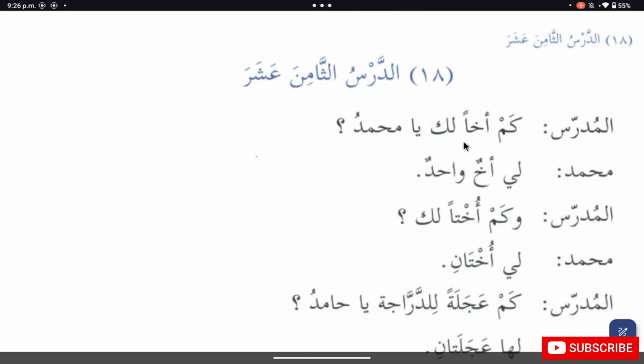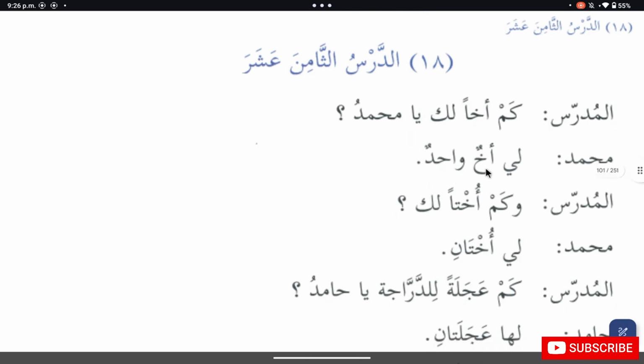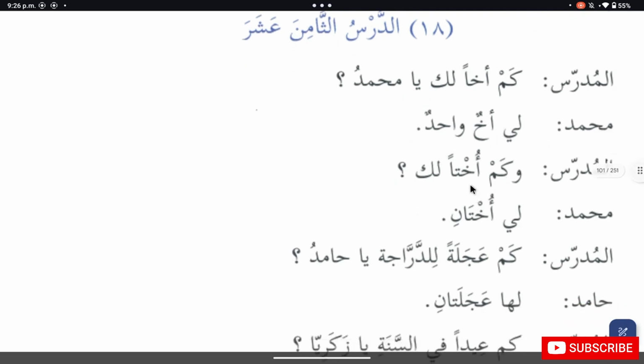So kam akhan laka meaning how many brothers do you have, ya Muhammad? Li akhun wahid. I have one brother. Wa kam ukhtan laka. And how many sisters do you have? Li ukhtan. Now, when you want to make a dual, for example, two sisters, you add alif noon at the end. Now there's two forms: you could add alif noon, or you could add ya noon at the end.